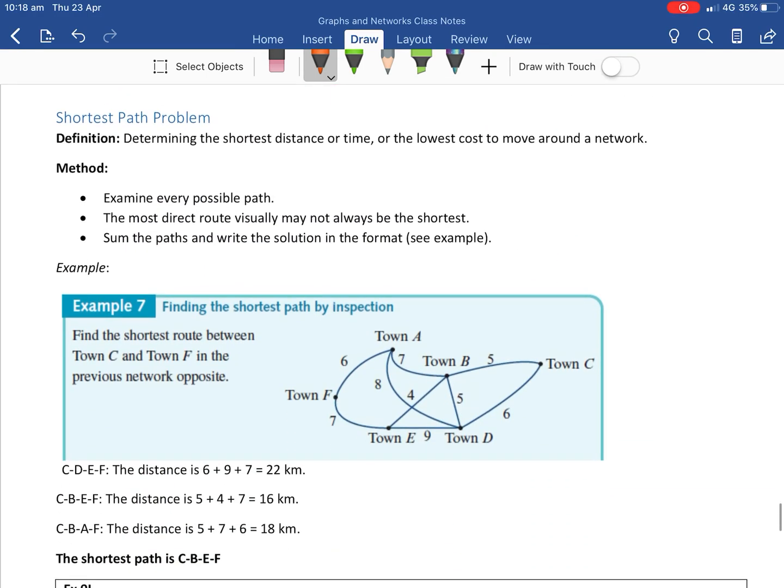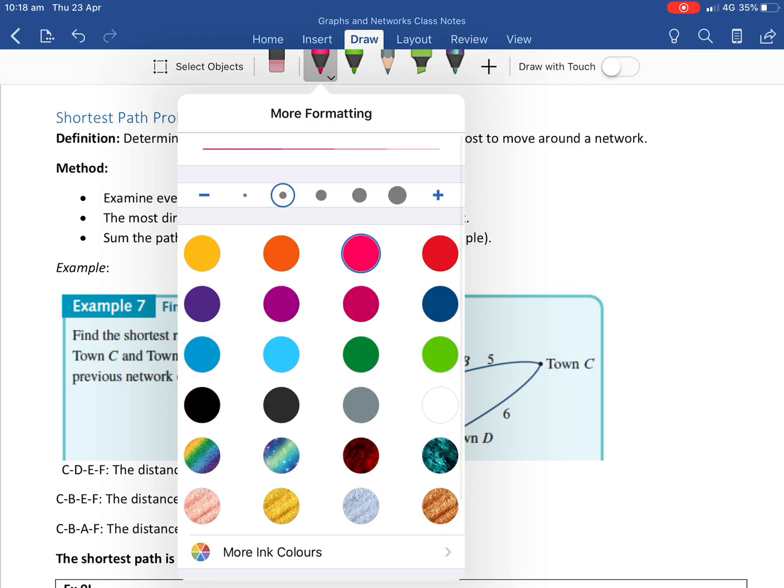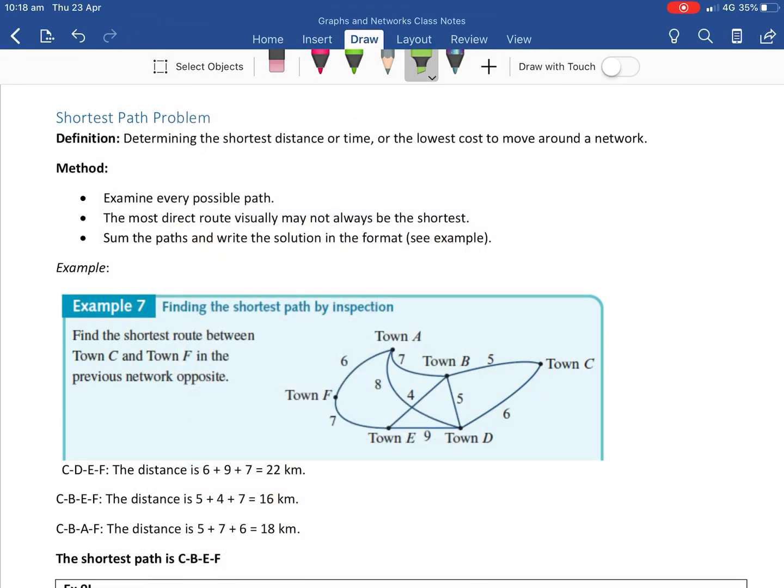Hopefully straightforward. And then one last thing in this chapter, we're looking at the shortest path problem. You're going to be getting questions that will ask you to find the shortest path, so the shortest distance. Sometimes we look at costs. So we're determining the shortest distance or time or cost, that's usually what the numbers are about, to move around a network.